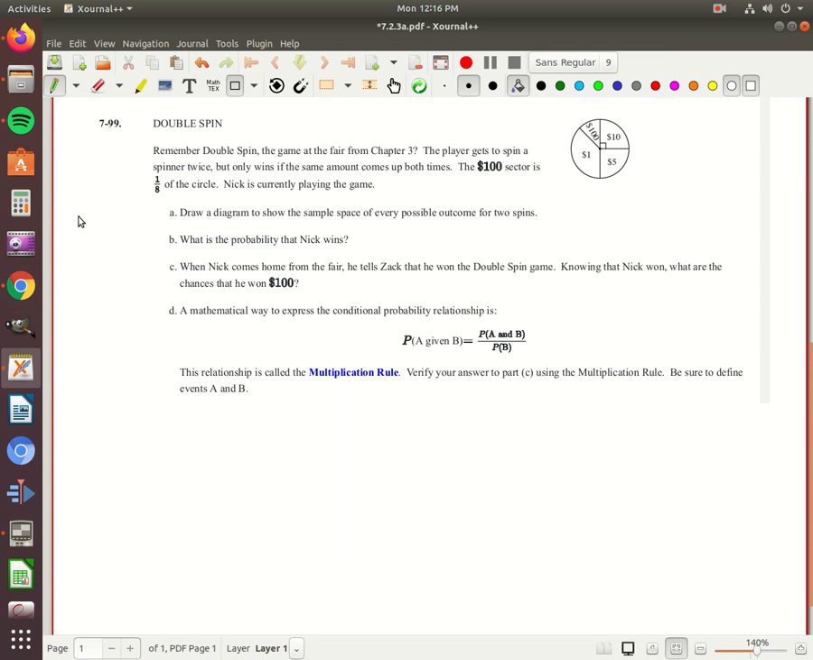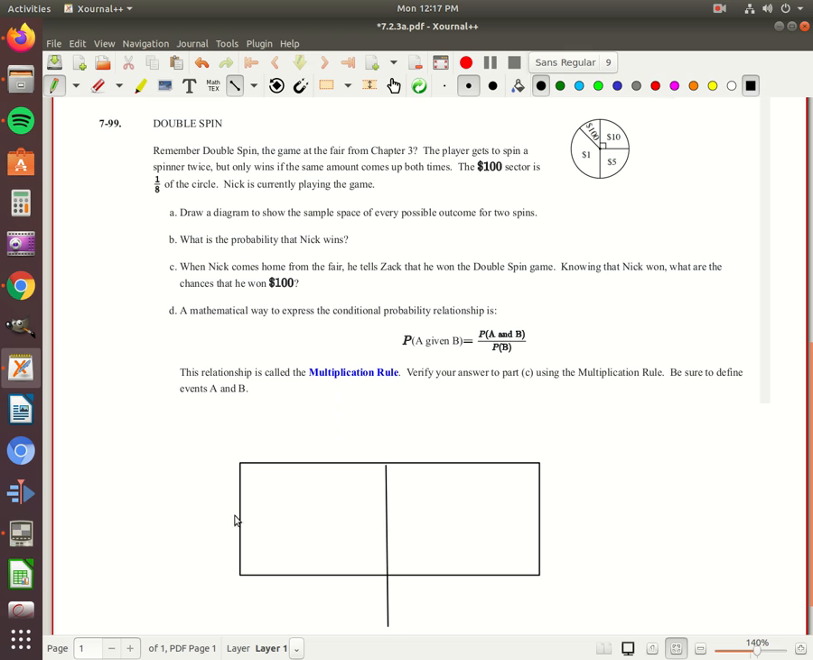And remember double spin in the game at the fair from chapter 3. The player gets to spin a spinner twice, but only wins if the same amount comes up both times. The $100 sector is 1/8. So Nick is currently playing the game. So draw what this should look like. So let's go ahead and try and make this quick.